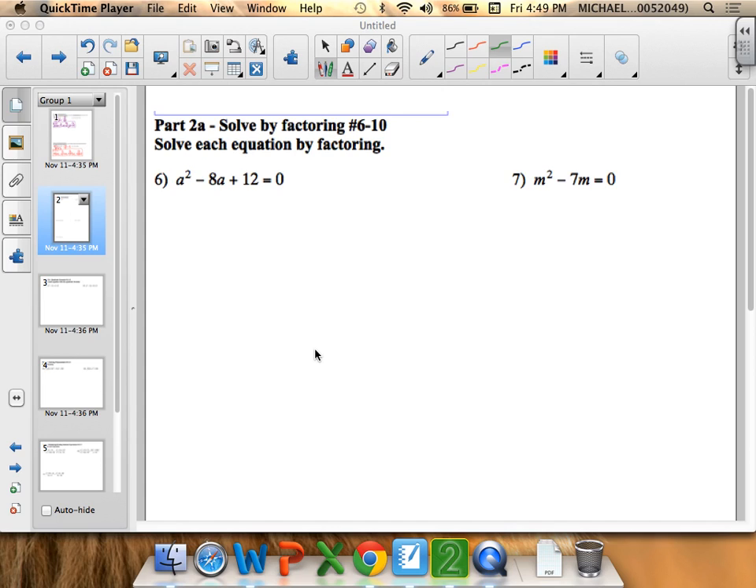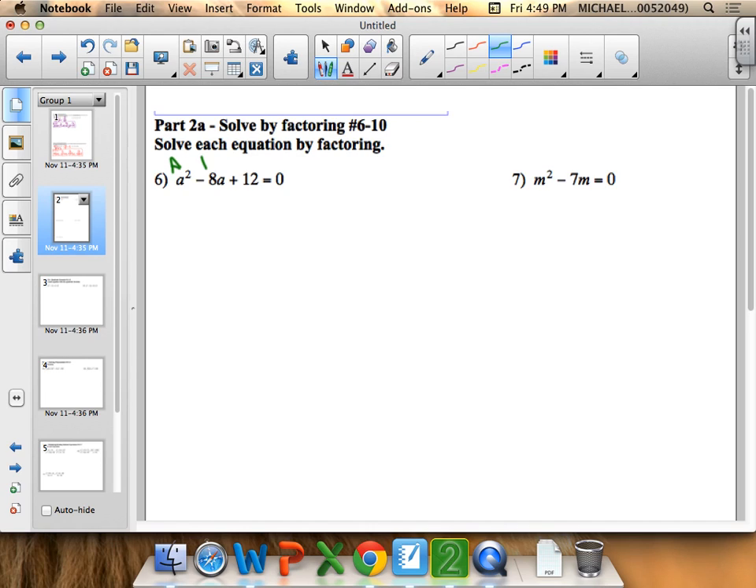So for number 6, the first thing I have to do is determine what strategy of factoring I need to use. For number 6, it is a quadratic, same as number 7, but number 6 has 3 terms. That should tell me that 3-term quadratics get a t-chart because there is an a, a b, and a c term. So for the t-chart, I'm going to use mac and ab. My mac is to multiply a times c. A is 1, c is 12. 1 times 12 is 12. And my b term is a negative 8.